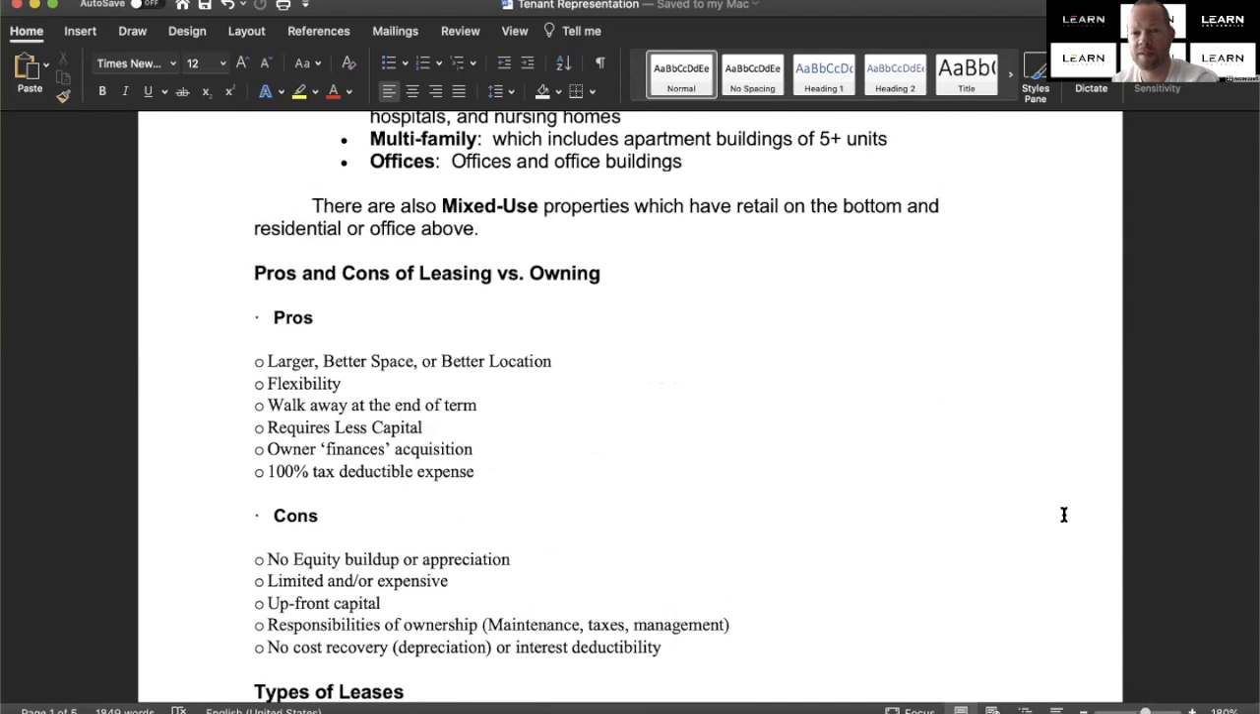Limited and or expensive, right? There's generally speaking more opportunities to lease than there is to buy. So if there's very few opportunities, they can charge a premium. You're going to be overpaying and then still have to spend money on finish out. Upfront capital, like we keep talking about, it's going to be a lot of capital upfront when you buy.